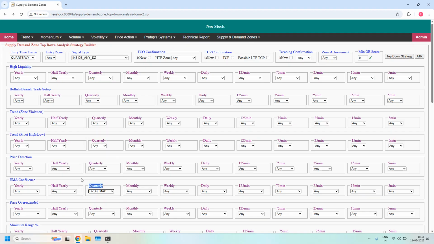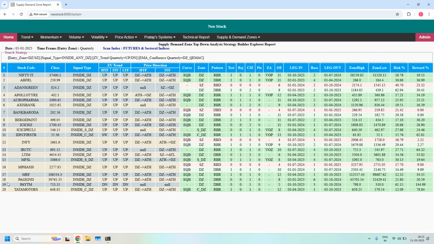Checking quarterly demand zone having quarterly EMA Confluence. And also trend on the quarterly should not be sideways, because in a sideways trend EMA Confluence does not give any effect. So that's why I'm selecting trend up or down with these filters. Now the list has come down to 20 stocks from the 42 stocks list. So these 20 quarterly demand zones are having quarterly EMA confluence, and also price closed inside the quarterly demand zone.